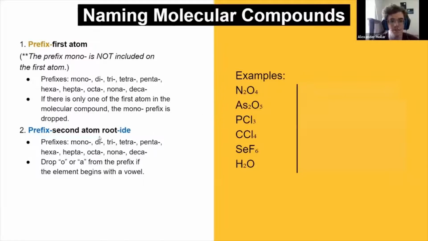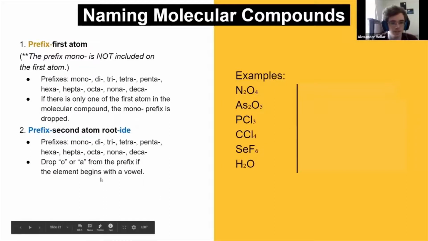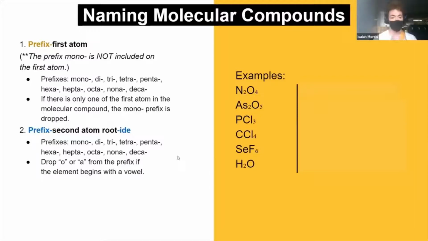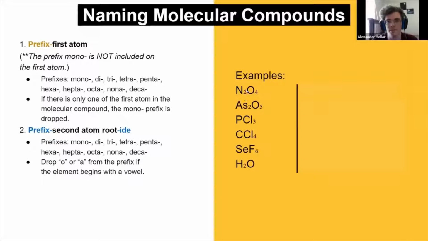For the second atom, there's a prefix and then also an ide. So the prefixes, similar to the first atom, are mono, di, tri, and continuing on. And then another rule of thumb is if the element begins with a vowel, we drop the O or A from the prefix. So if the element was, let's say, oxygen, we would drop the O. I think it's the O from the prefix. Yeah, I'm pretty sure. So for example, here we have N2O4. That would be dinitrogen, and then 1, 2, 3, 4, pentaoxide.